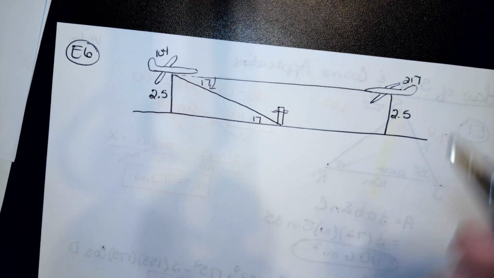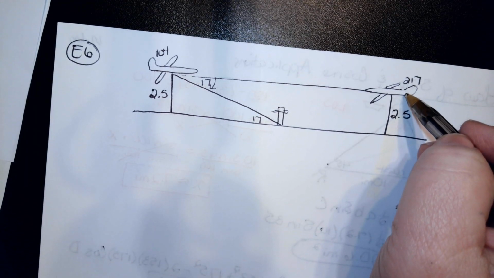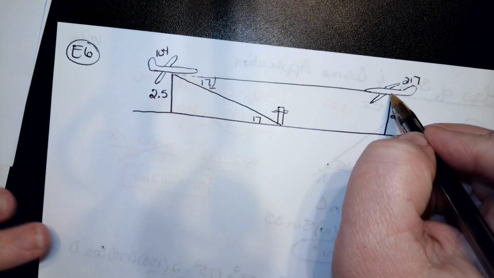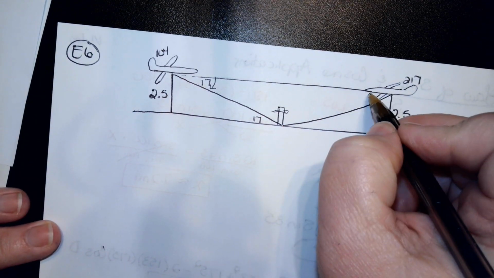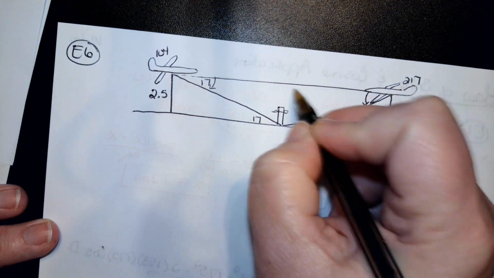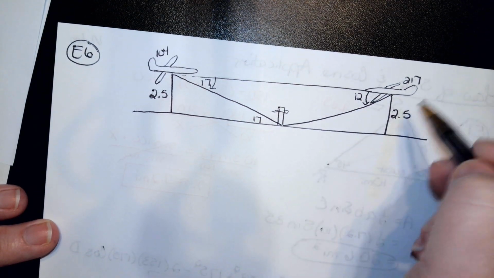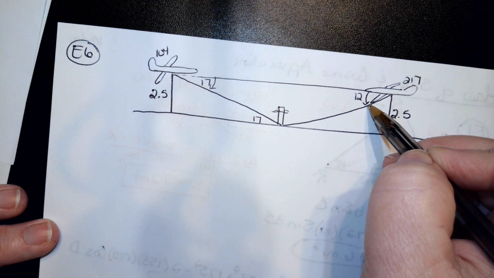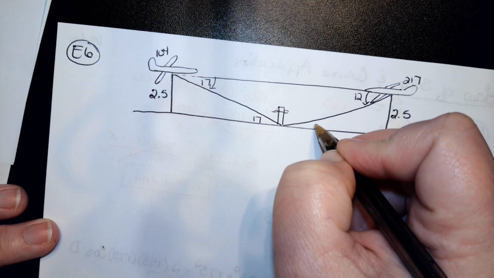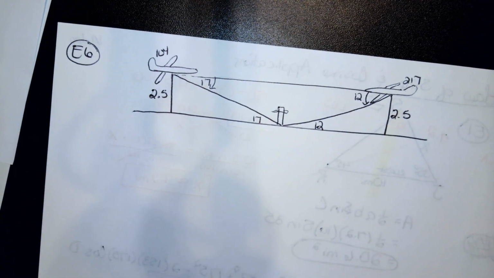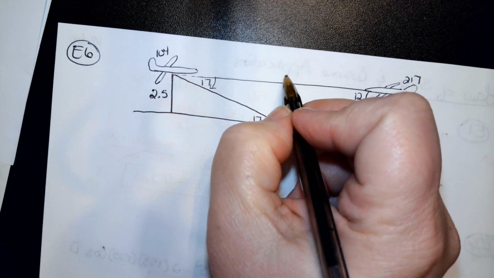The pilot on flight 217 reports an angle of depression of 12 degrees to the tower. So from the horizontal down, we've got 12 degrees, but if the angle of depression is 12 degrees, then our angle of elevation is also 12 degrees. Calculate the distance between the two planes.